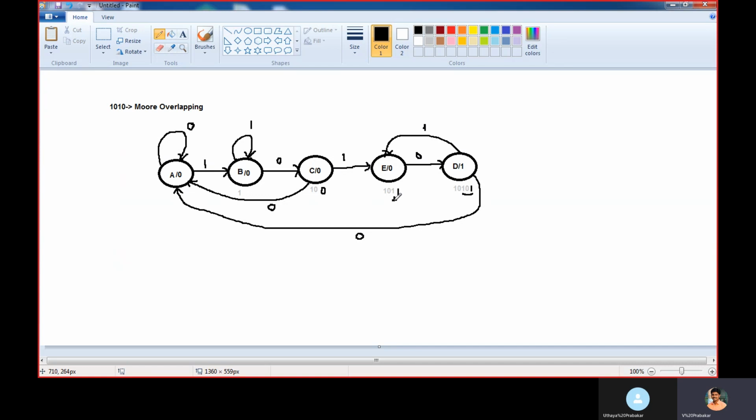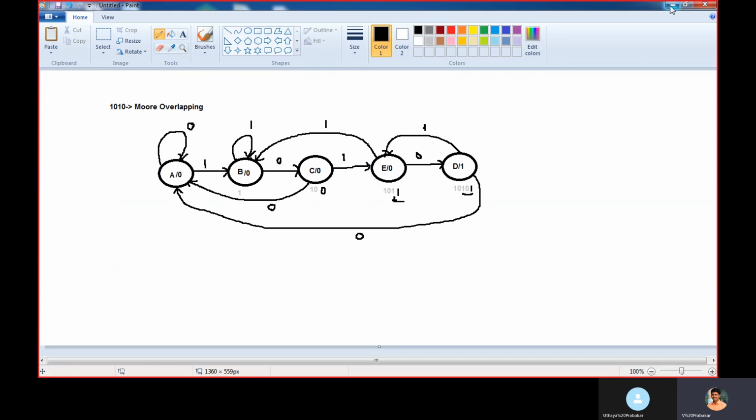First one is detector. Where it is 1, D. The state is 1. So we need to move to B and it will check the consecutive values. If we receive 1, it will move here. Again it checks for 0. If it is 0, it will come here. Again it is 1, it will come. Again it will receive 0. Again we can detect the pattern. So this is for 1. Okay, now we have drawn the overlapping Moore model.